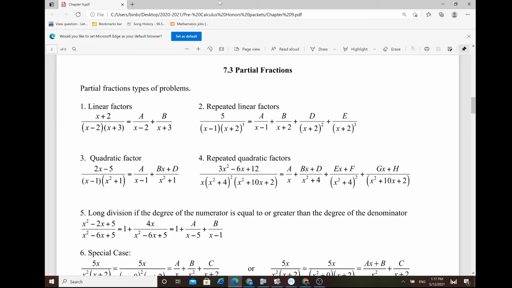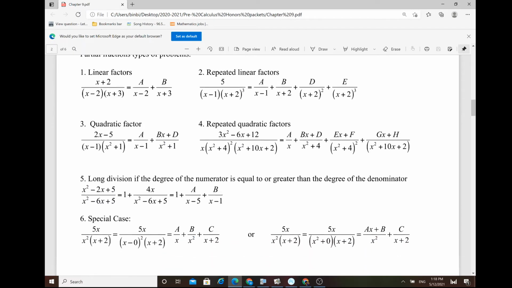Today I would like to talk about one of the sections in chapter 9. This one is section 9.8, partial fractions, from James Stewart. For the partial fractions type of problem, we have six different types of structure.